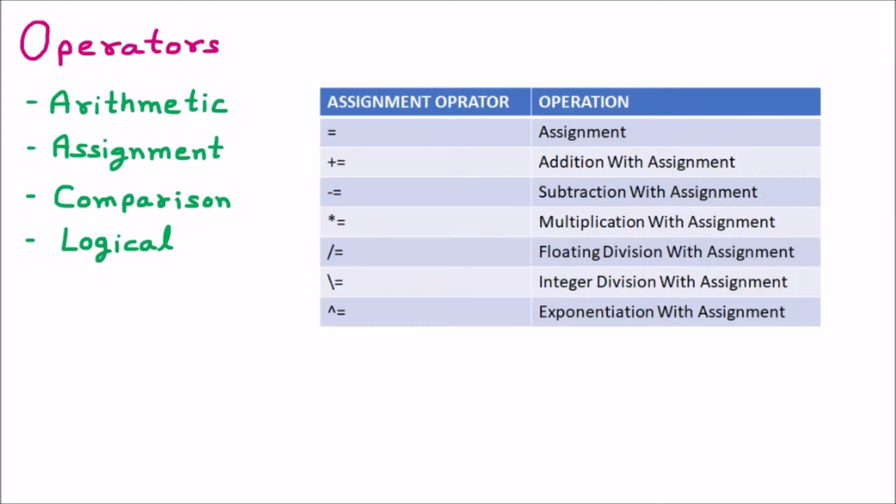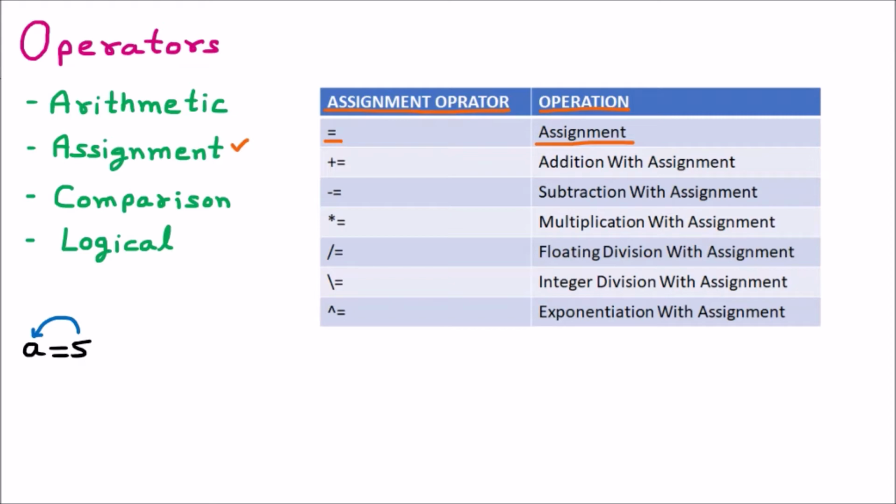Now we are learning the next category of the operator, which is the assignment operator. Here we have a table with all the assignment operators and their operations. First of all, we have equal to, that is called the assignment operator. Let's say we write a is equal to 5. That means this 5 value will be stored in variable a. So that is called the assignment operator.